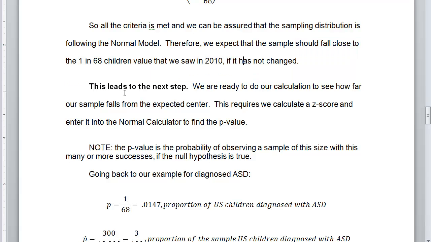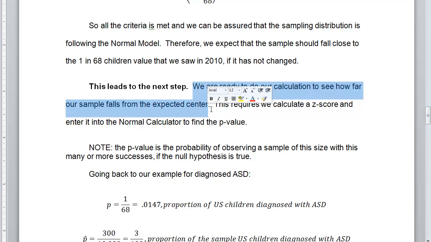So this basically leads us to the next step, all right? And we're ready to do our calculation to see how far our sample falls from the expected center, from that population proportion of 1 in 68. A long time ago, this is where we would focus almost all of our attention because it was difficult and complicated to do the calculation. But nowadays, with StatCrunch and TI-84 calculators and Wolfram Alpha, this is actually probably the easiest step. It's just kind of a plug-in to your software of choice and have it pop out the answer.